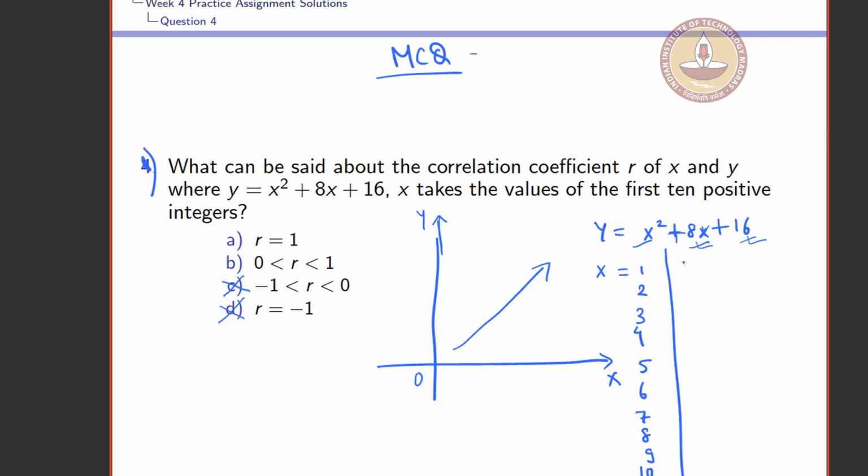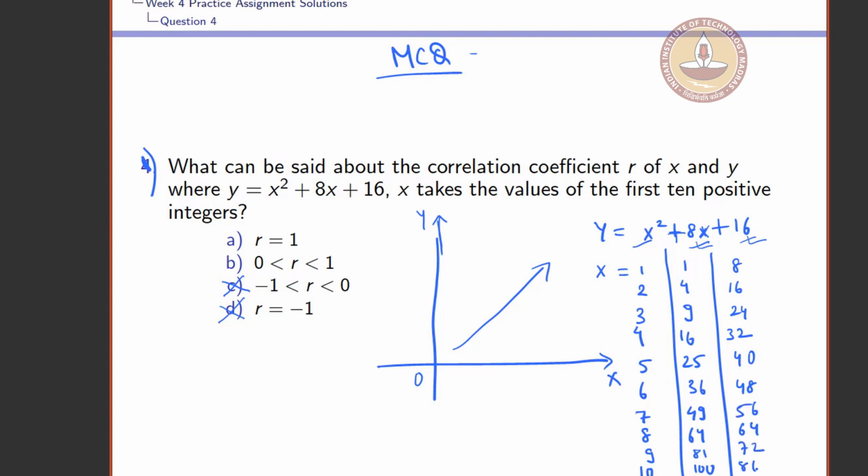So x square will be 1, 4. So let's calculate x square. This is 1, 4, 9, 16, 25, 36. This is 49, 64, 81, 100. Similarly 8x: 8, 16, 24, 32, 40, 48, 56, 64, 72 and 80.